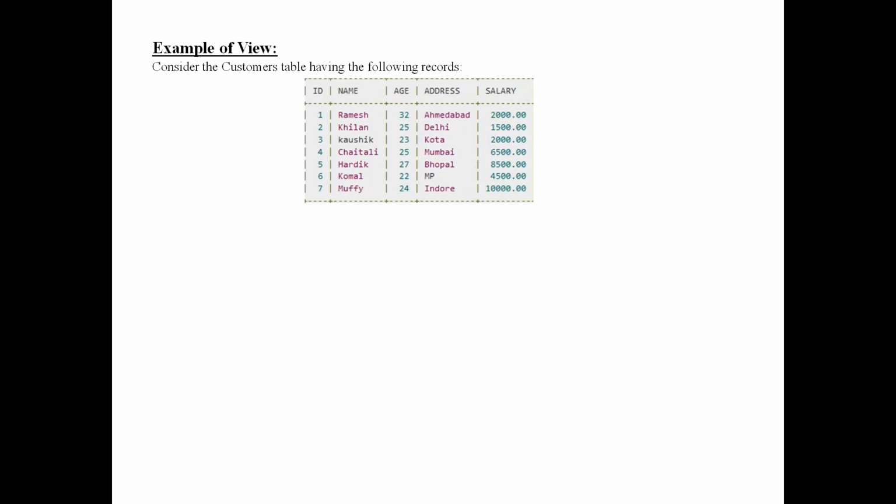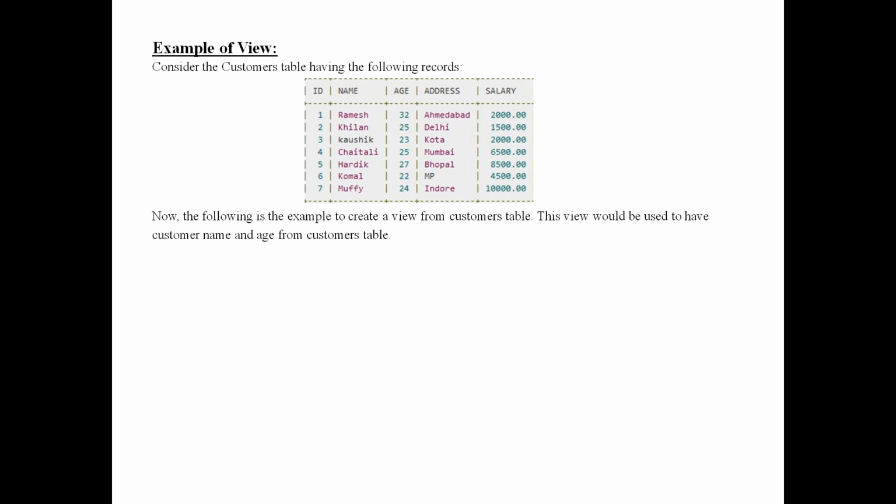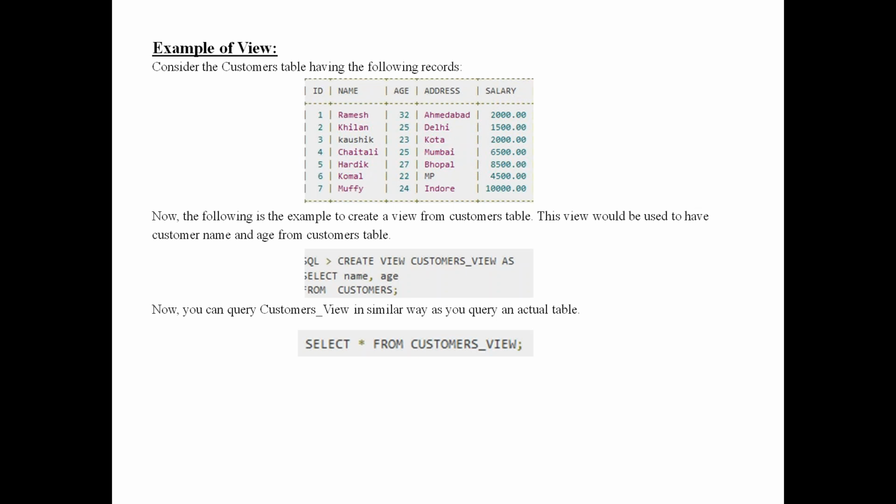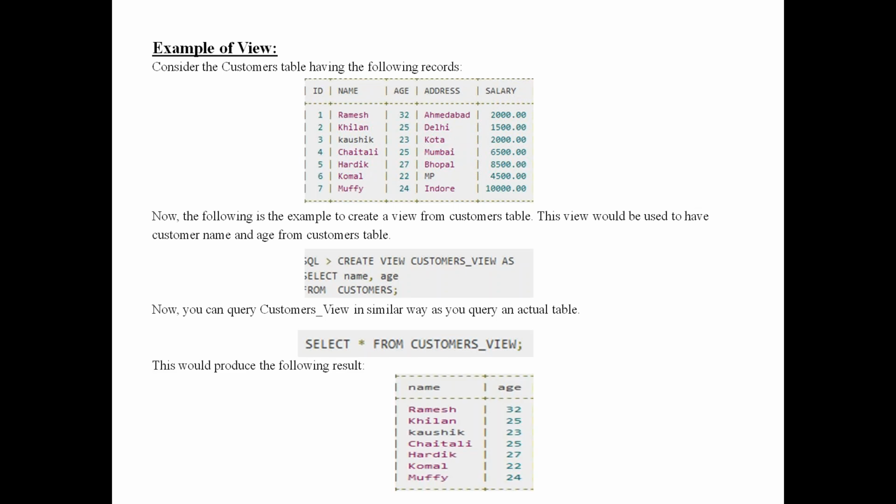So now we look at an example of that view. Consider this is an example of a table, and now we would like to create a view, and that view should only display customer name and age. It should not display the address and salary. So in that case, you can write a query: create view view name as select name comma age from customers. So the result would be that it just displays only 2 column values, name and age.